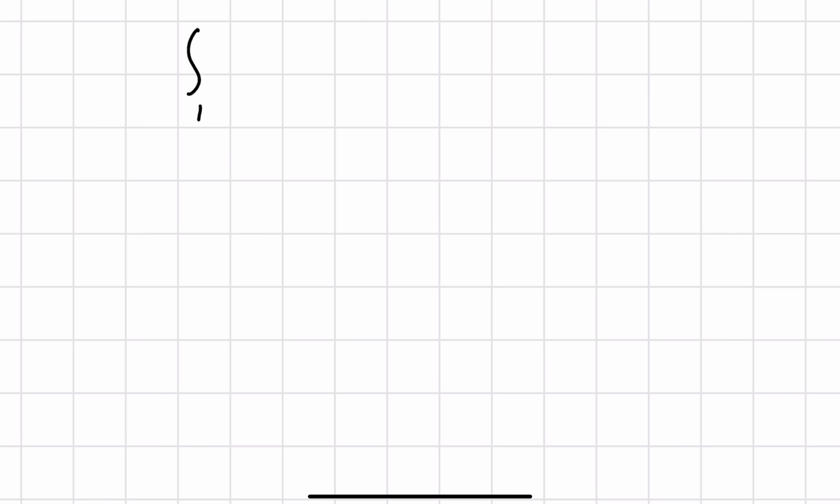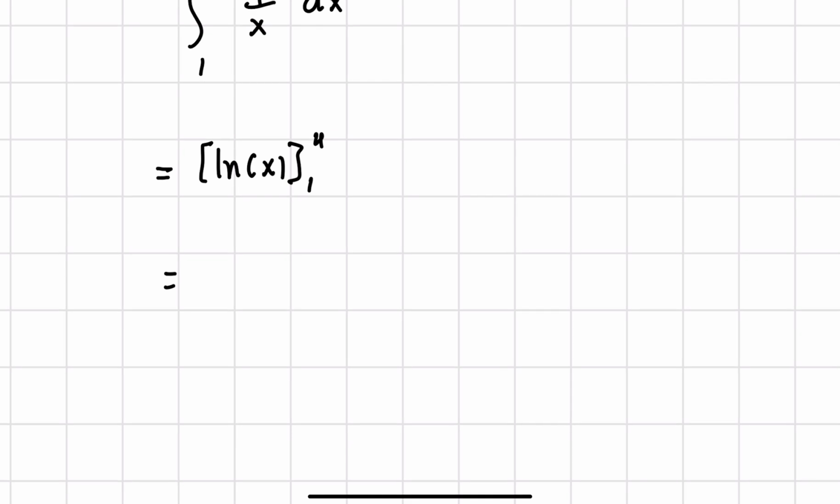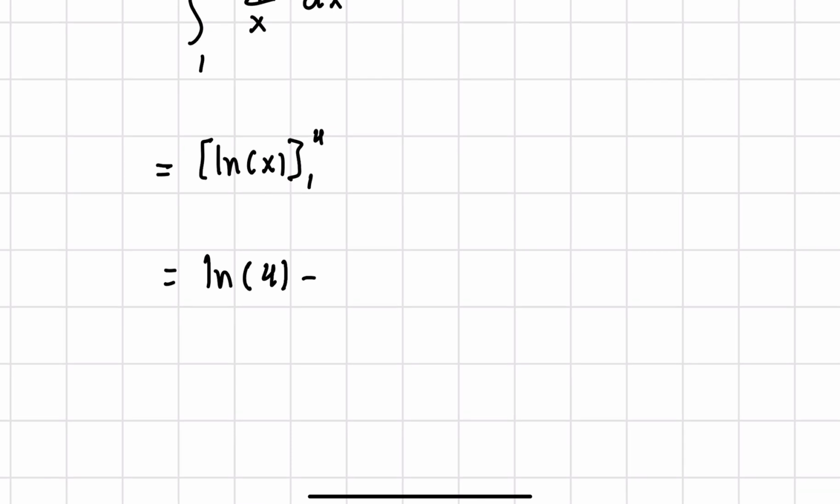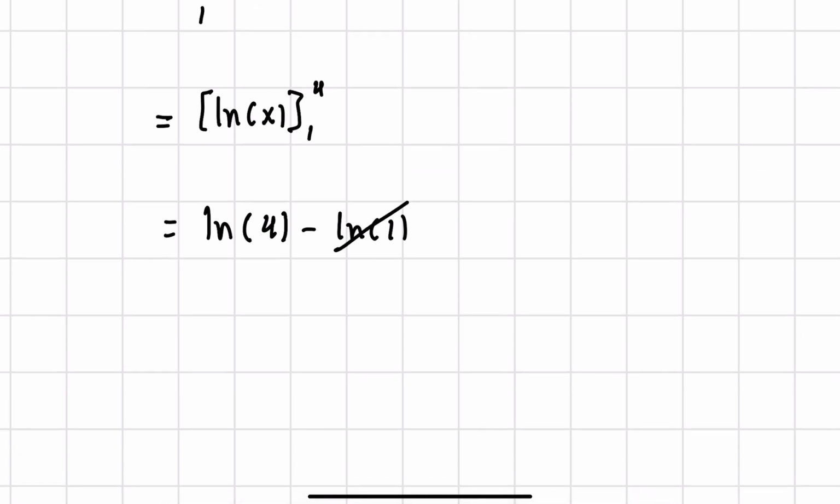So let's do a couple more. In our next example, let's do from 1 to 4, and then let's do 1 over x. So remember, the antiderivative of 1 over x is actually ln x. And then now we just write the bounds, and let's evaluate this integral. So ln 4 minus ln 1. And then ln 1 is equal to 0. So our final answer will be ln 4.